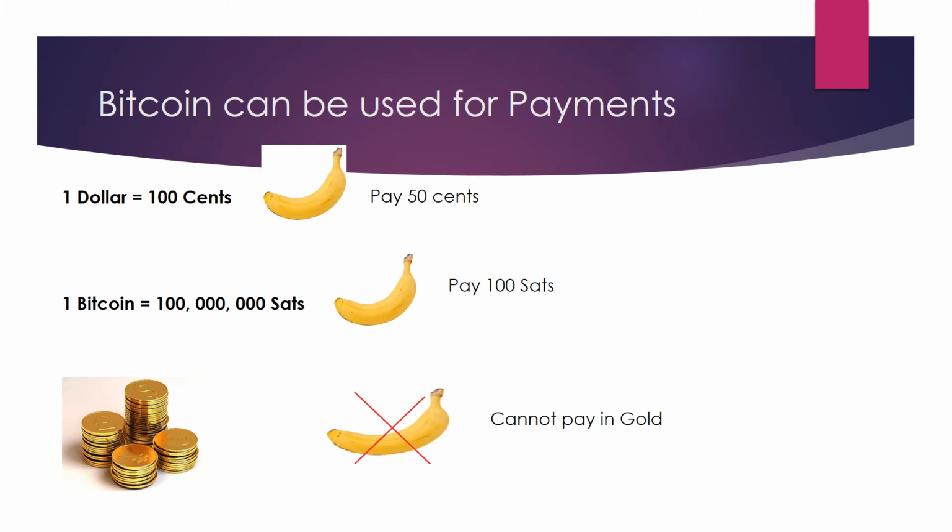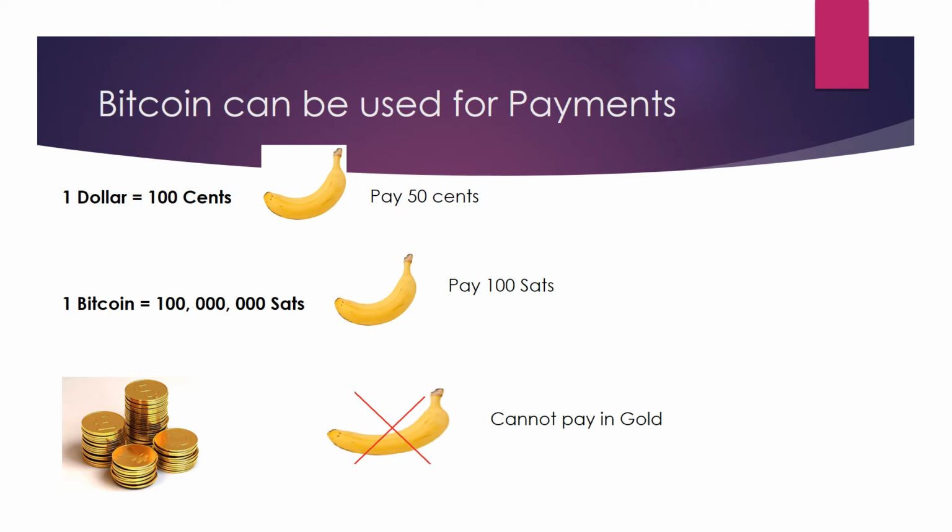Bitcoin can be used for payments. Today, $1 is 100 cents, and you could buy a banana in a grocery store by paying 50 cents. Similarly, a Bitcoin is made up of 100 million sats, or satoshis. So if you cannot buy a Bitcoin, you can start buying sats and accumulate sats until you buy a Bitcoin.